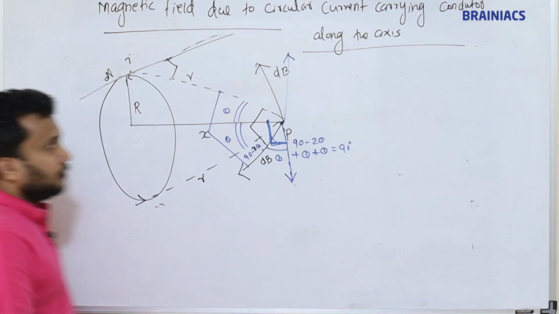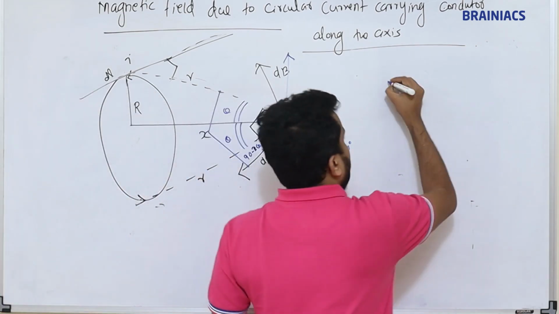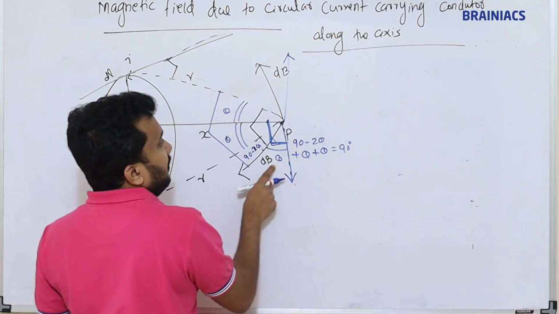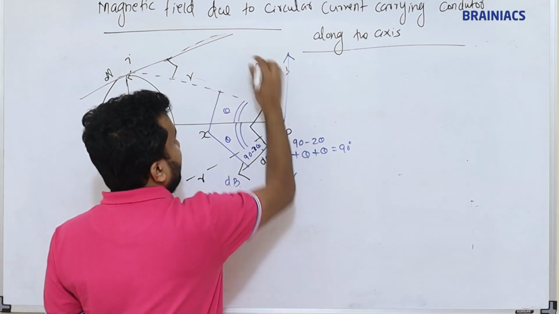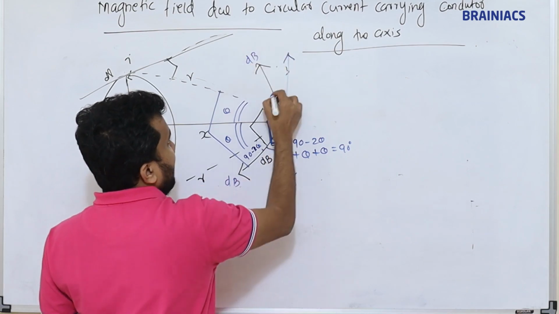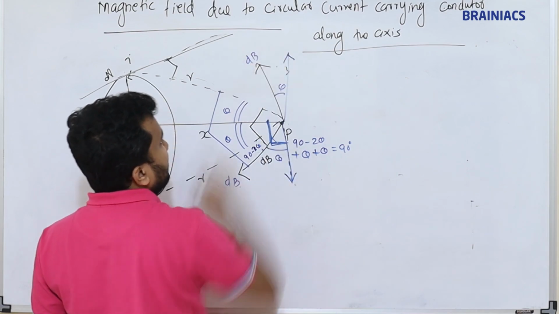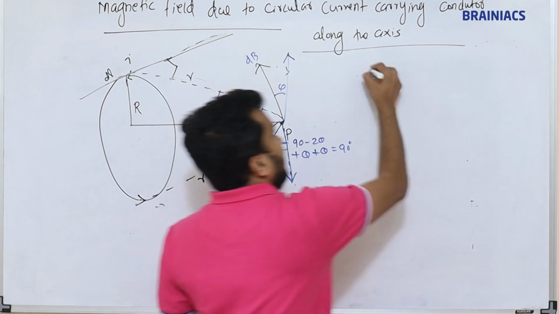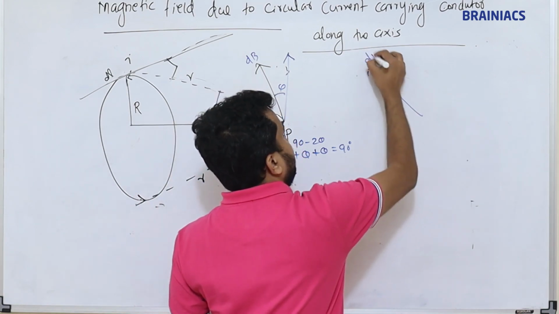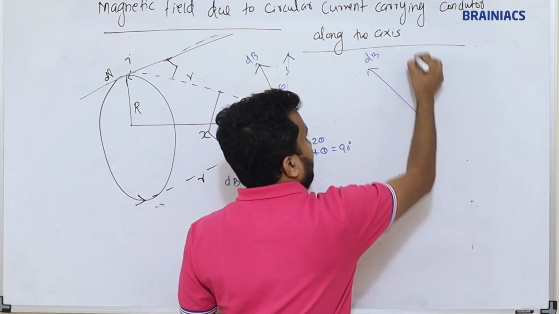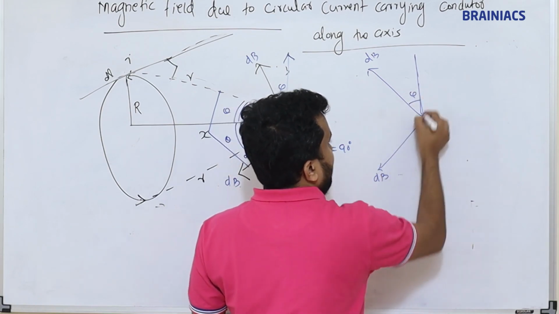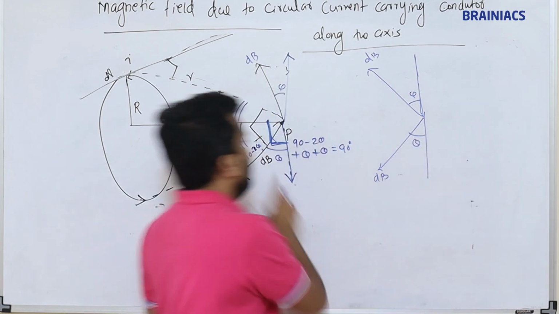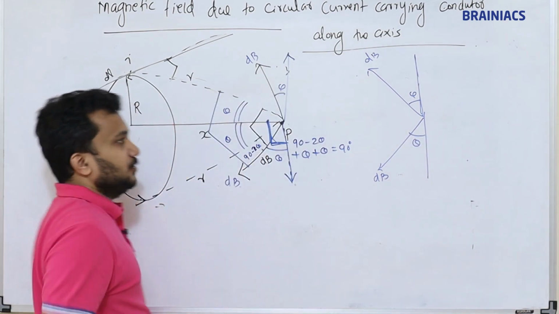So I will draw this diagram in a specific way. So this is our dB. This is also our dB. So this angle, now I got it. If this is theta, this is also theta. So a dB line like this, and this angle is theta. Another dB line like this, and this angle is also theta. Bottom also theta, upside also theta.